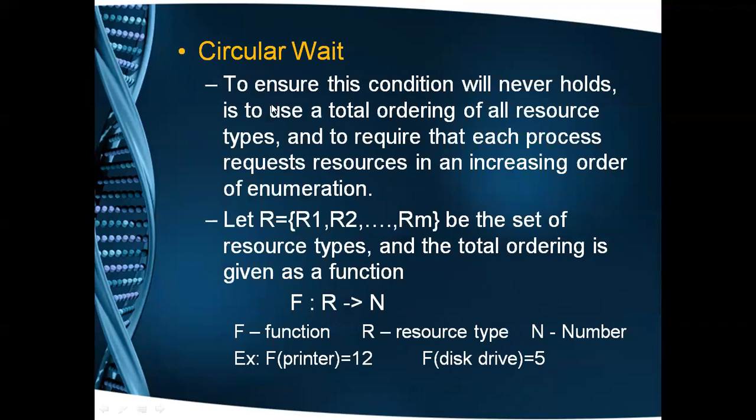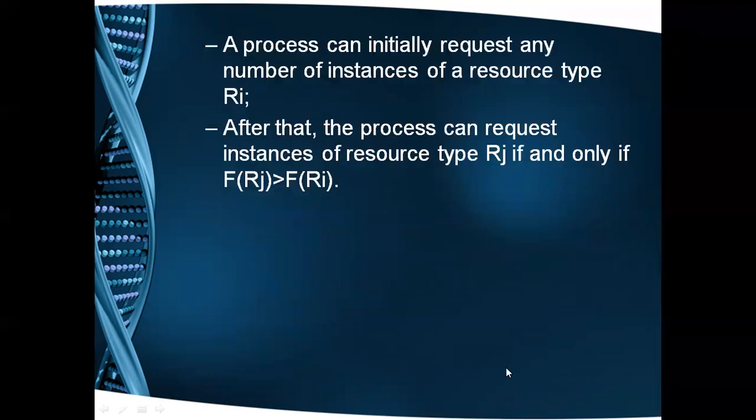And then the last condition, circular wait. We have to prove this condition is false. Here we use increasing order of enumeration. That means we have resource types R1, R2, R3 and so on, like R1 is the CPU, R2 is the input device, R3 is the output device. Here a total ordering is given by a function f, where R is the resource type and n is the number. For example, f of printer equals 12, that means we have 12 printers. f of disk drive equals 5, we have 5 disk drives.